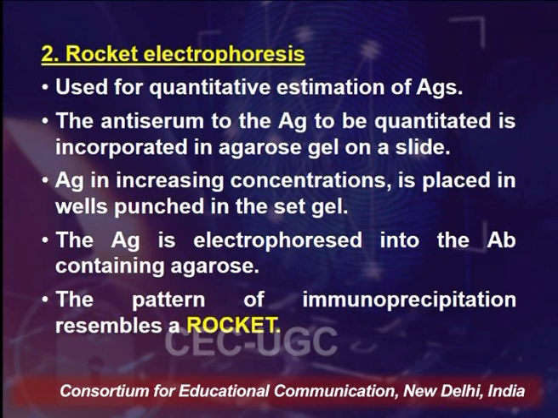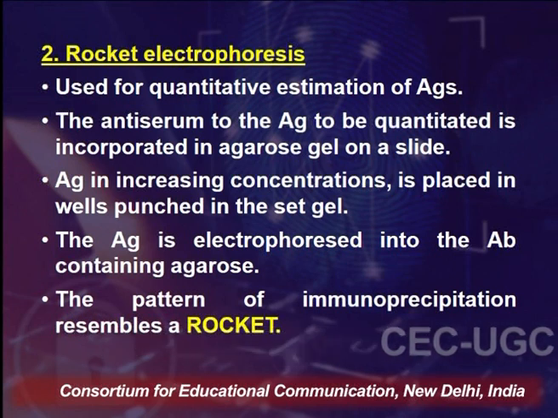So, what we do in this rocket electrophoresis, this is basically a technique for quantitative examination. The antiserum or the antibodies which are to be quantified is incorporated in the gel only, like we have done in the previous cases, such as radioimmunodiffusion. Similarly, whenever we are making an agarose gel, we are putting the antisera in the agarose gel, and in that gel we will make particular holes.